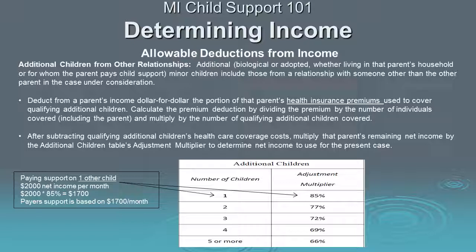Allowable deductions from a parent's net income are additional children and health insurance premiums paid for the additional children. Additional children are biological or adopted children living in that parent's household or for whom the parent pays child support. This slide represents in the table the percentage reduction for additional children to a parent's net income. The box to the left of the chart gives an example of the reduction for one additional child.